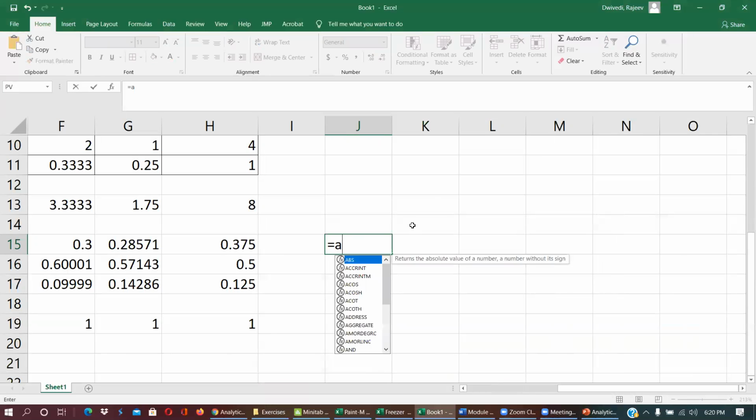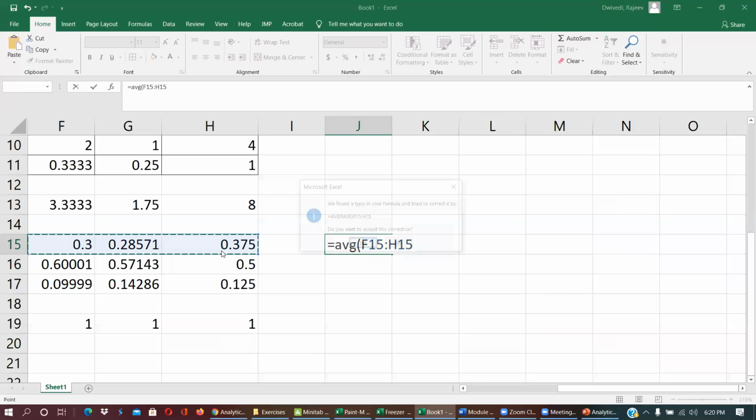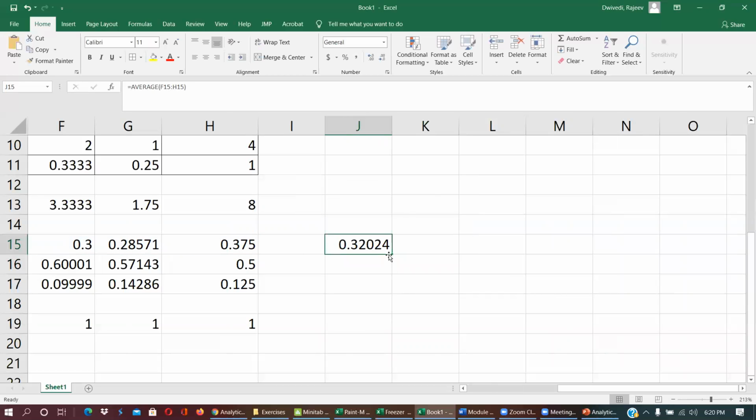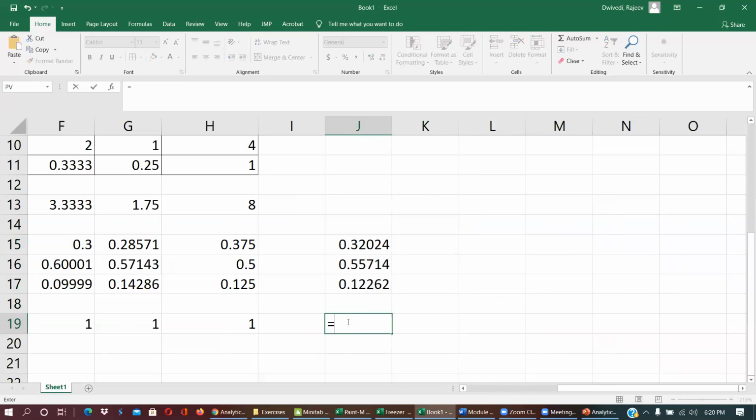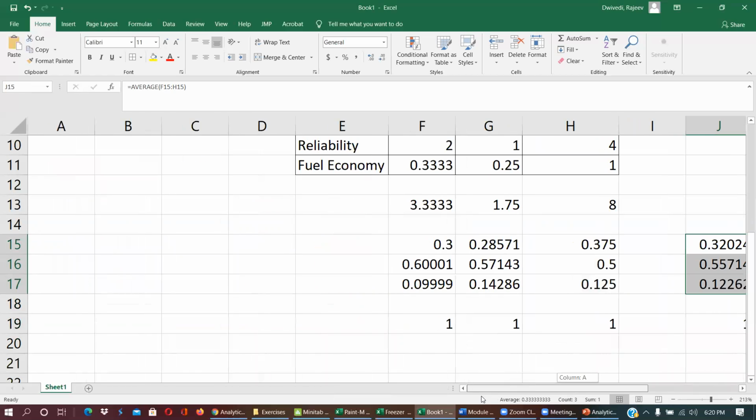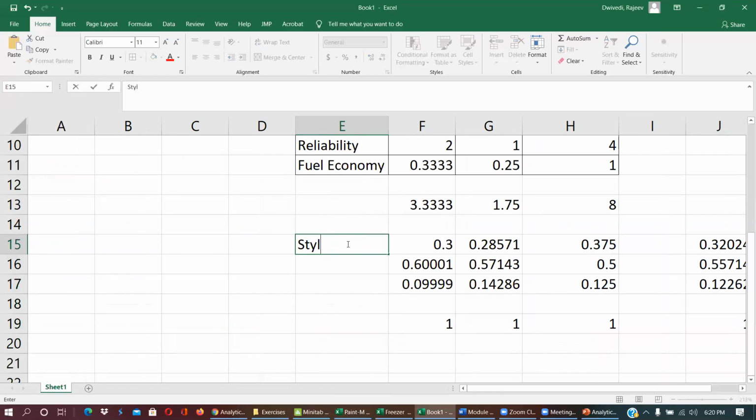So equal average sign, average operation, and I'm going to do exactly this for all. And that is also coming 1. So we have done this. Now this was style, reliability, and fuel economy.